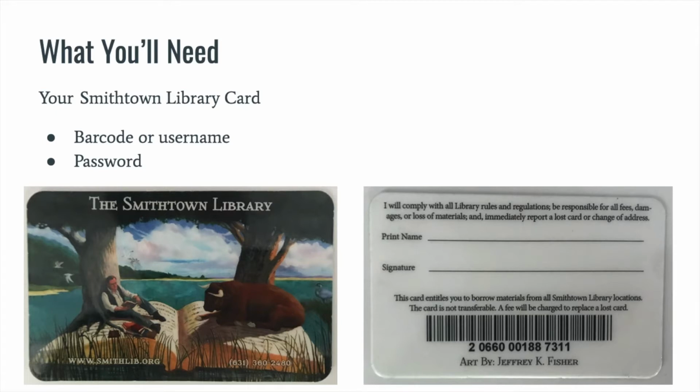To access Ancestry Library Edition, as well as other databases and streaming services available from the Smithtown Library, you will need the barcode on your Smithtown Library card and the password you have created for your account. You can find your barcode on the back of your card.